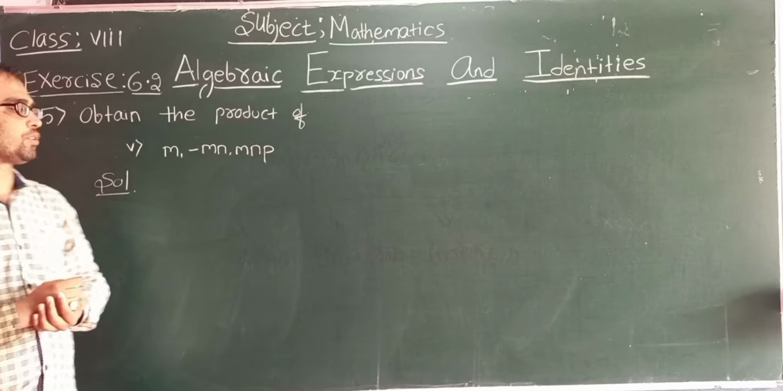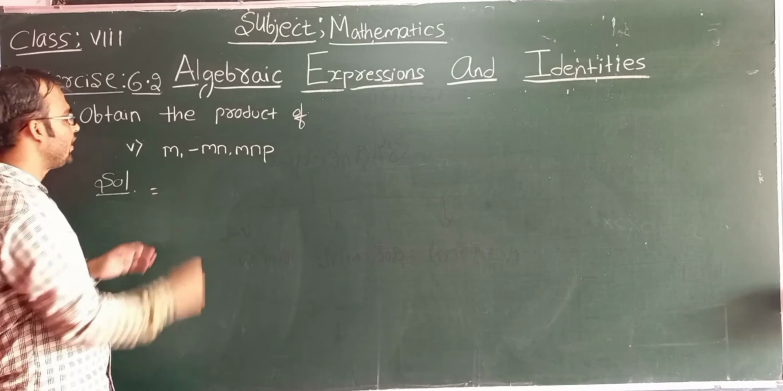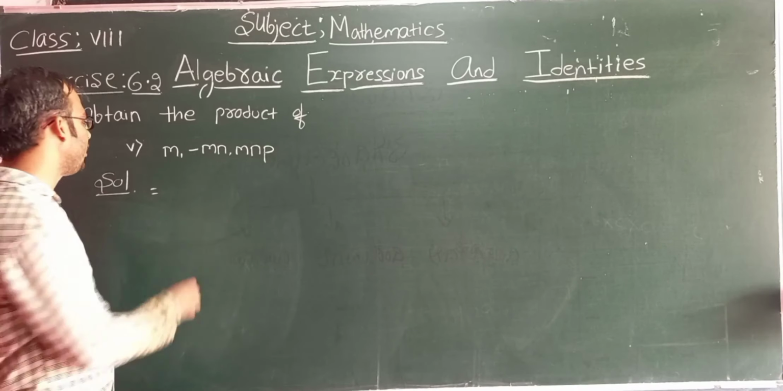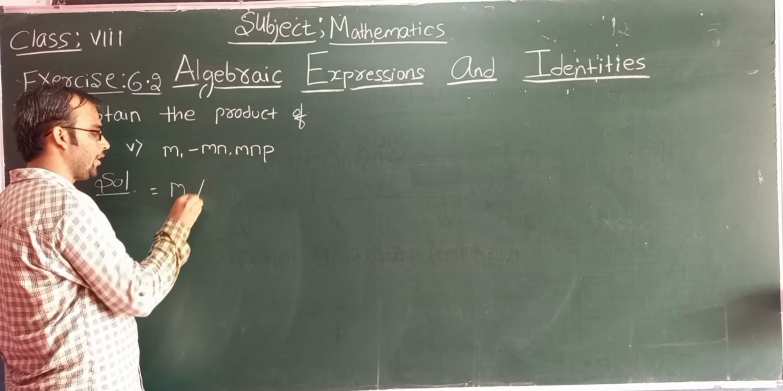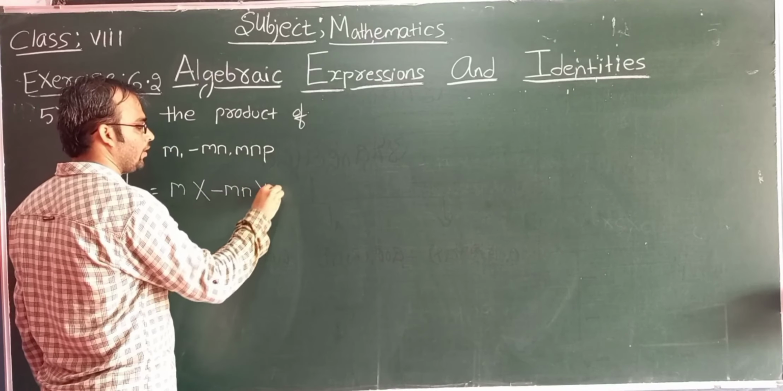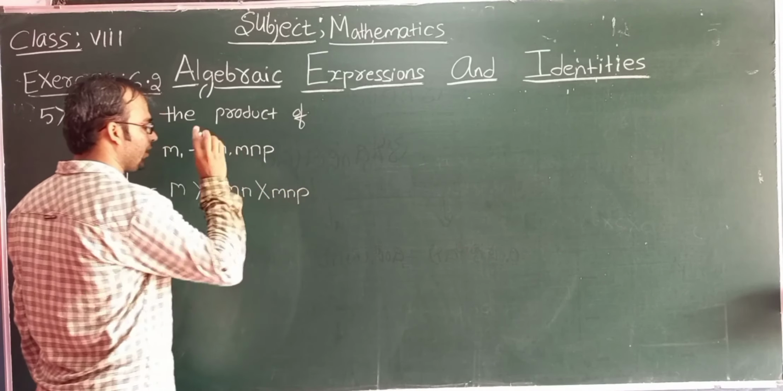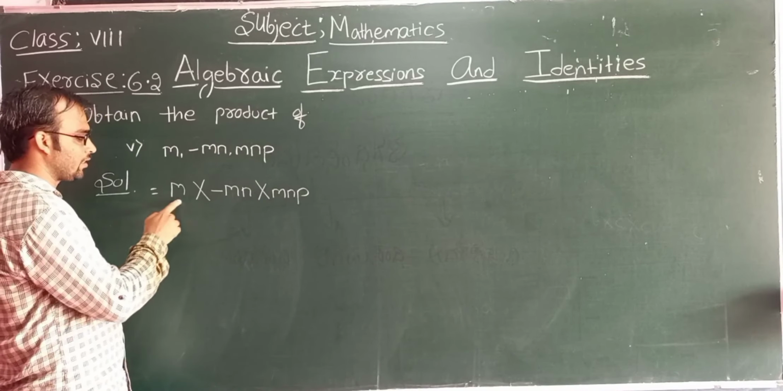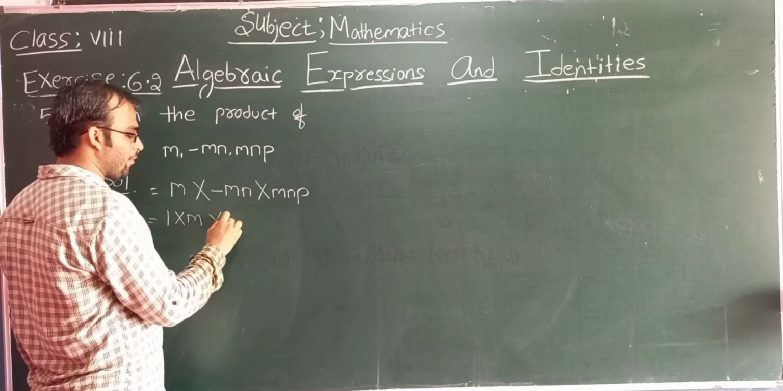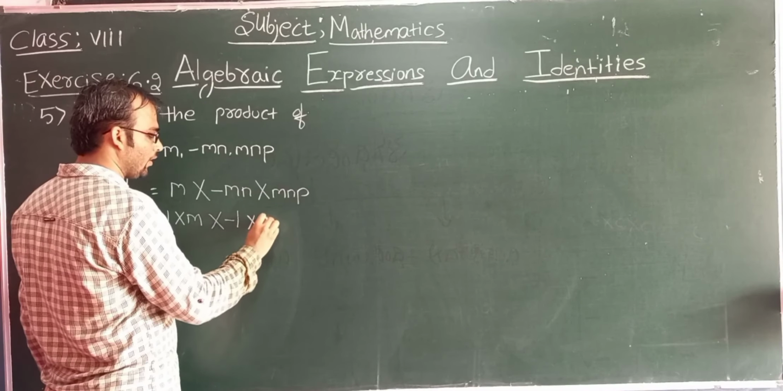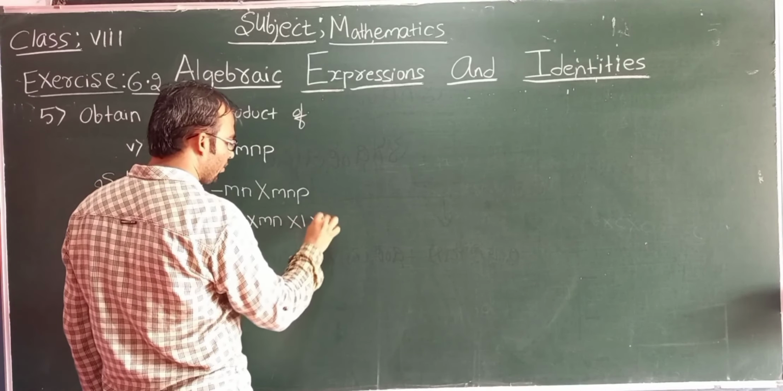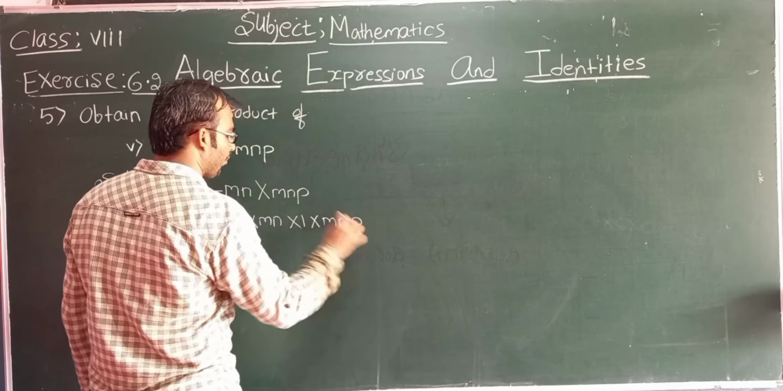Students, now let's solve fifth question. So here what they have given: m comma minus mn comma mnp. So here m into minus mn into mnp. Now rewrite this. This m can be written as 1 into m, and this minus mn can be written as minus 1 into mn. And this mnp can be written as 1 into mnp.